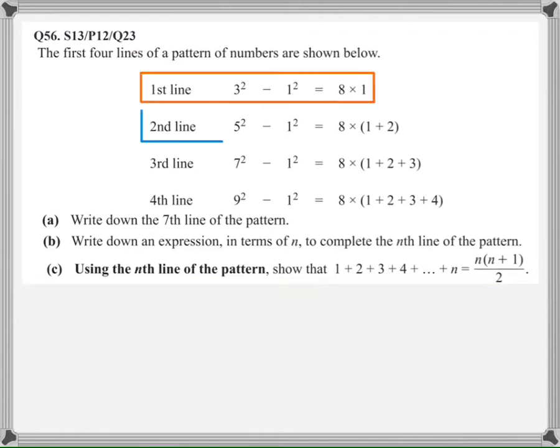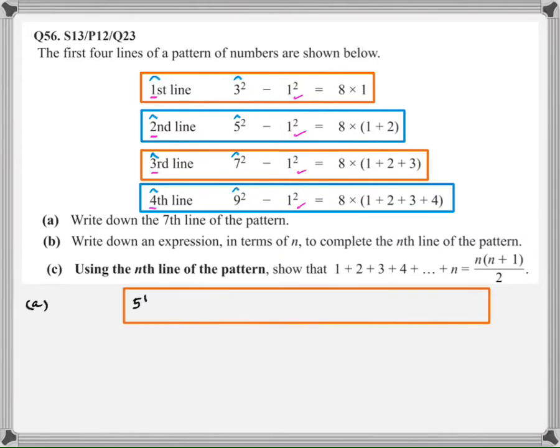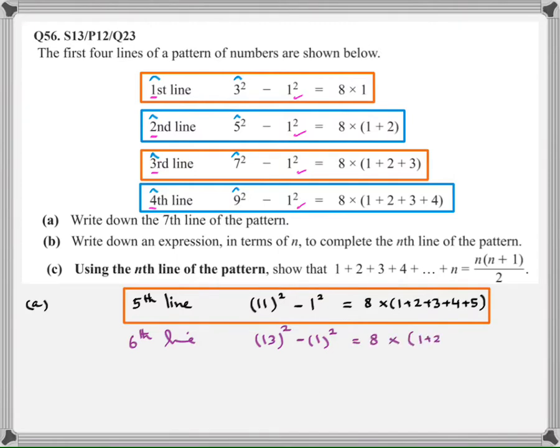Let's see. So now this is focusing on the same thing which I talked about verbally. Now if I talk about the fifth line, that would be 11 square minus 1 square. And the right hand side is pretty simple. Sixth line, 13 square minus 1 square, 8 multiplied by 1 plus 2 plus 3 plus 4 plus 5 plus 6. Seventh line, and now you got the idea.